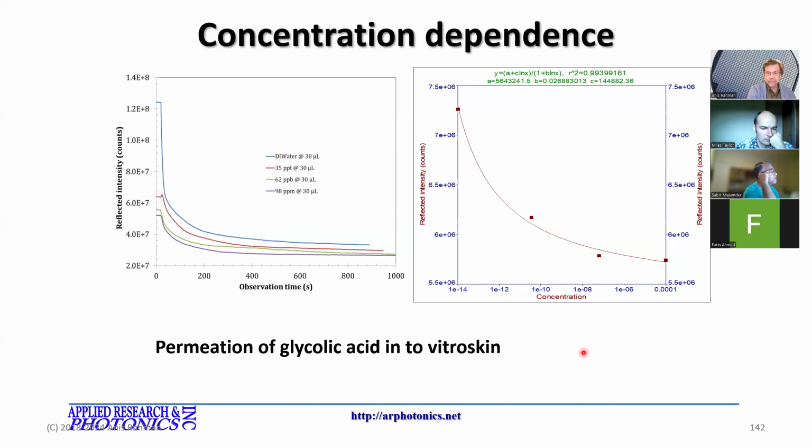One quick question here. Yes. Just so I understand, the concentrations of this glycolic acid are in 4 different levels. The first one is DI water. The other one is PPT, PPB, then PPM, right? So parts per million, billion, trillion. So an exponential graph. Million, billion, and trillion, exactly.